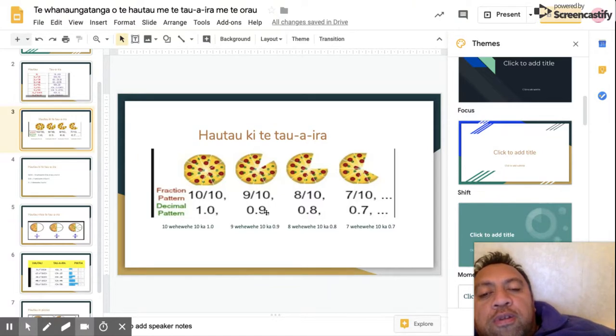So therefore, if you had 10 pizzas to start with and you ate 1, leaving 9, which is the turunga, and because there was 10 pizzas, this is the turaro, and by dividing 9 divided by 10 equals 0.9. So therefore, 9/10 is the same as the tauira, 0.9.